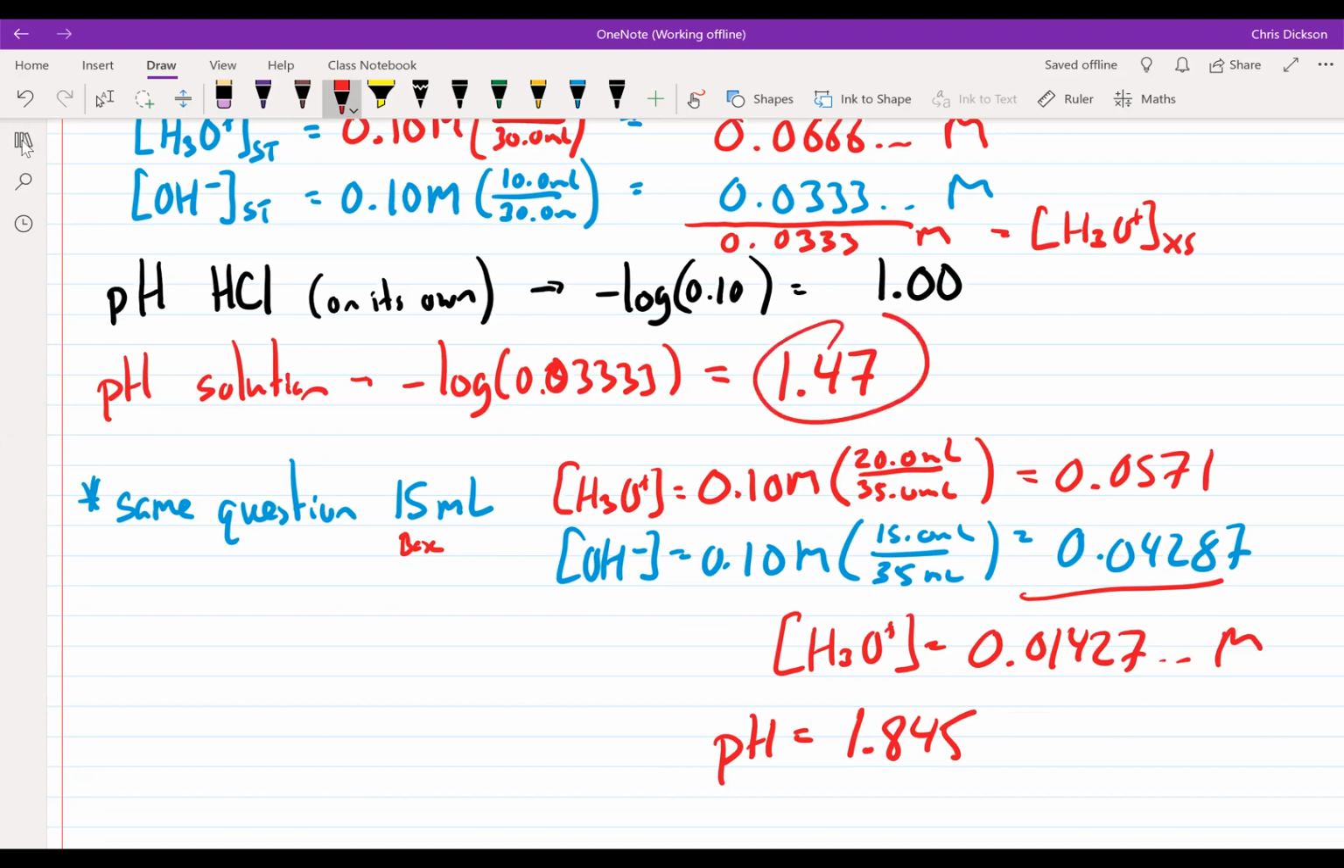So you can see here, you're getting a pH of 1.47. Now we're getting a value of 1.85. And basically you added almost half of what you added in the previous example. So this idea of adding an acid to a base, it does change the pH, but notice it doesn't change it very much.